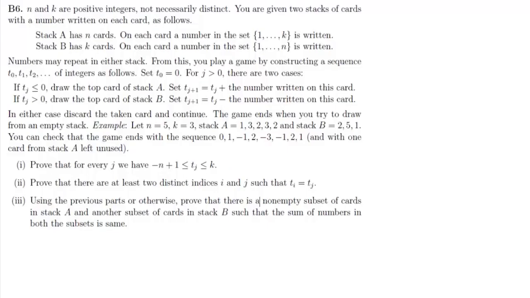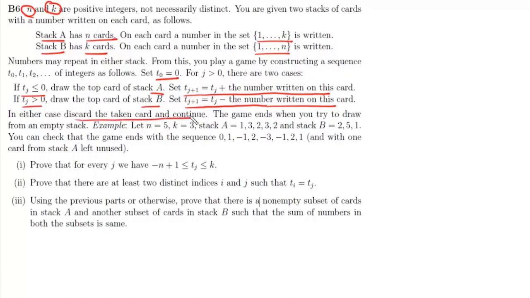Now the sixth question: we have two positive integers n and k, and we have two stacks, stack A having n cards and stack B having k cards. Now in stack A we have cards from the set 1 to k, and in stack B we have cards from the set 1 to n. Now t0 is 0, and if tj is less than or equal to 0, we draw the top card from stack A, and tj plus 1 equals tj plus the number written on this card. And if tj is greater than 0, then we draw the top card from stack B, and tj plus 1 equals tj minus the number written on this card. And in whichever case, we discard this taken card and we continue.